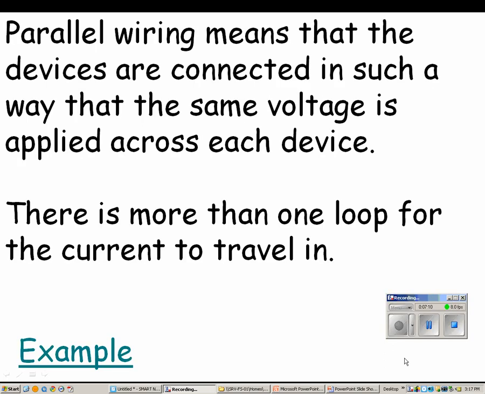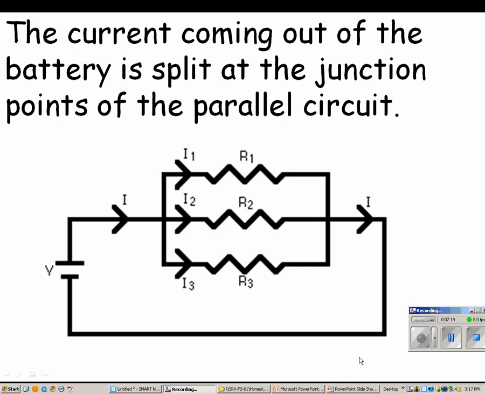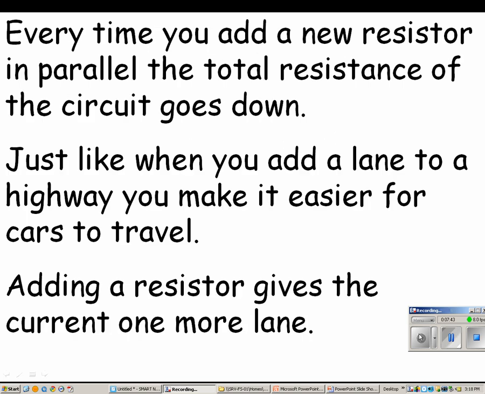Parallel wiring means that the devices are connected in such a way that the same voltage is applied across each device. There's more than one loop for the current to travel in. So here's another example of a parallel circuit drawn. You have current coming out of the battery here, and it breaks up into these three other currents. So the current coming out of the battery is split at the junction, and you'll notice that this total current here has to equal I1 plus I2 plus I3.